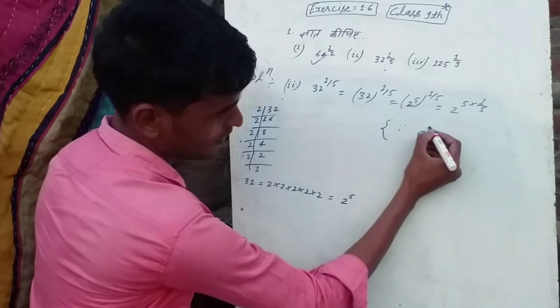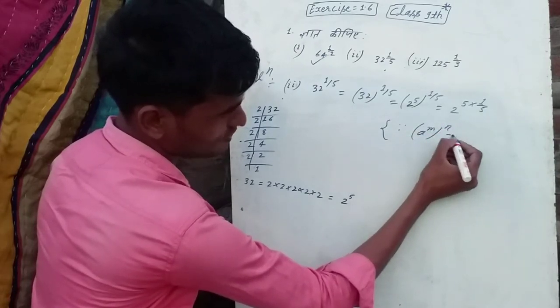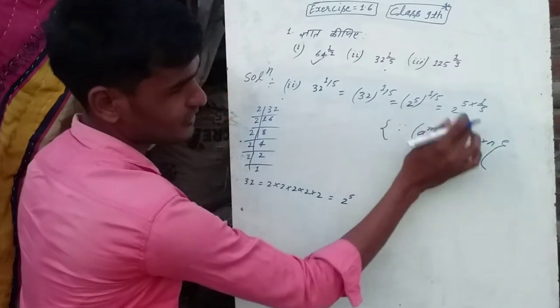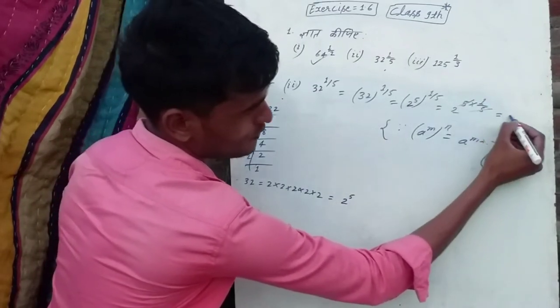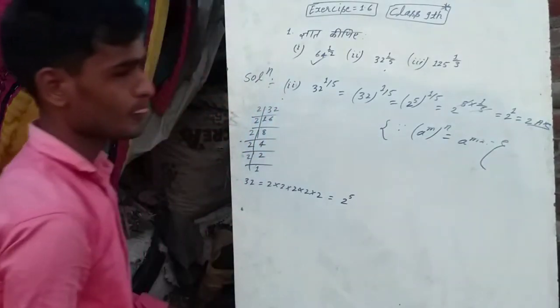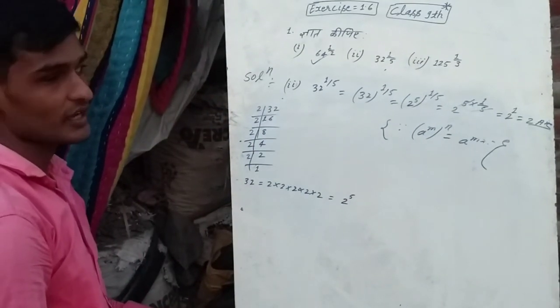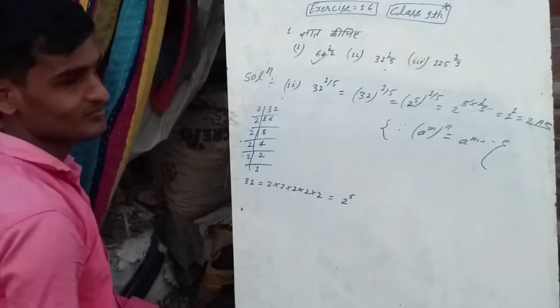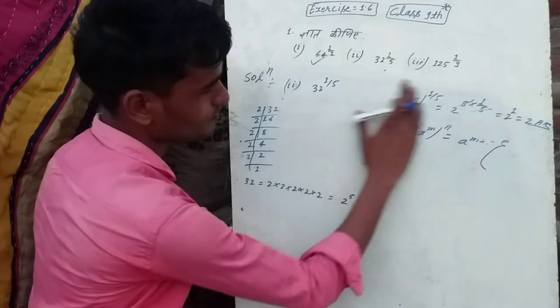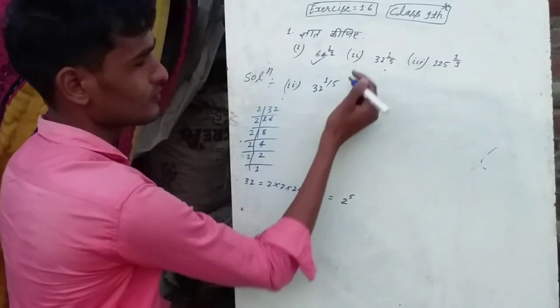Because a to the power m, in parenthesis n, is equal to, we can write, m multiplied by n. Got it? This is the formula we apply here. 2 to the power 1 is equal to 2. Got it? Any problem? I hope you are enjoying. Answer B. Second method.